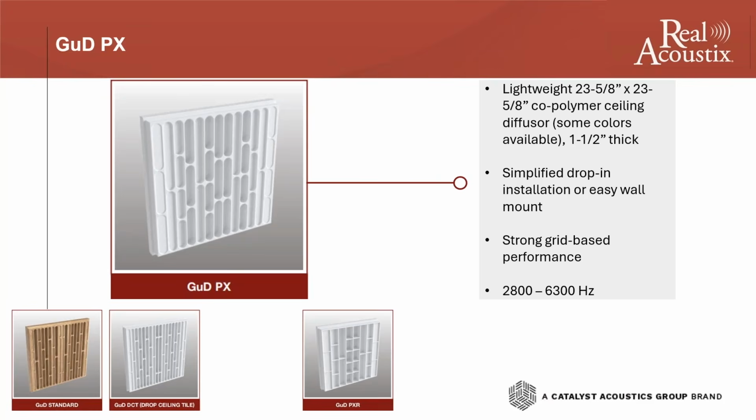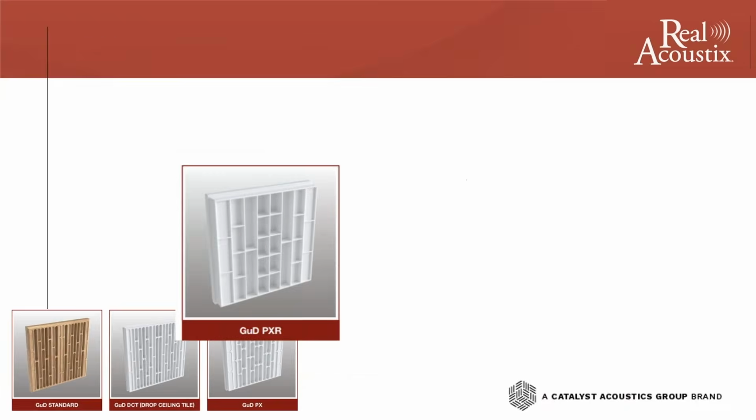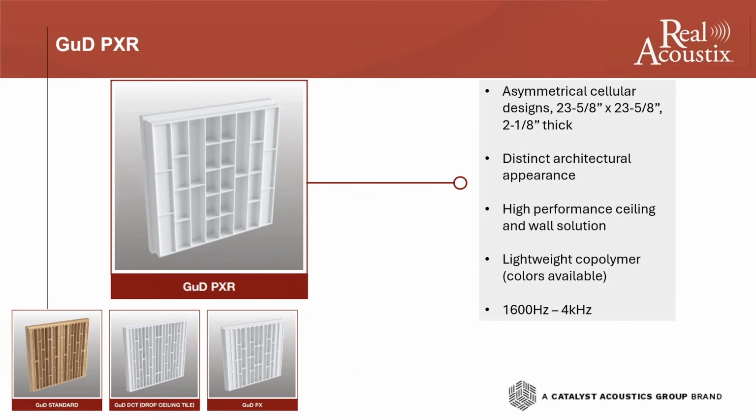And then lastly, the GuD PXR. Different well pattern, and again, still that asymmetrical cellular design. Those cross stiffeners are in play here too. This is just a different appearance of the similar technology and available again in a lightweight copolymer, easy to handle installation.